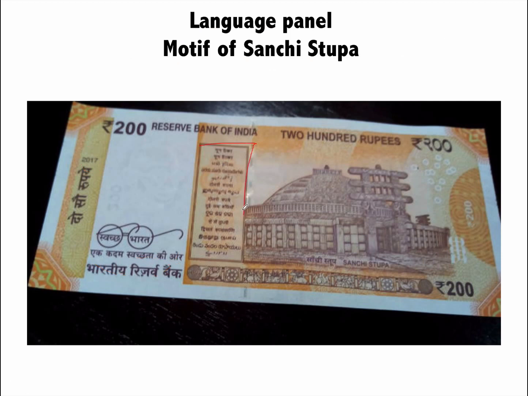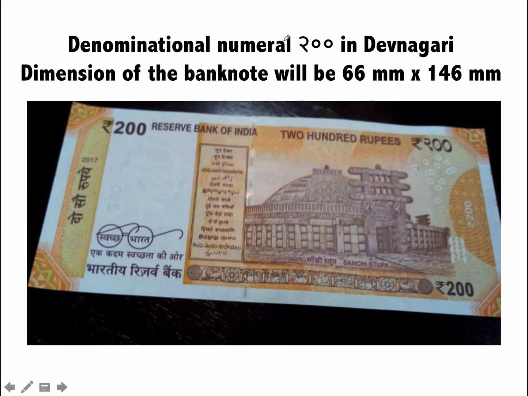Then you also have a language panel. This is what you call the language panel, in which it is written in all the languages, major languages of India. There is a motif of Sanchi Stupa. What exactly is Sanchi Stupa? I'll tell later. And again, in Devanagari, you can appreciate here the numeral 200 in Devanagari script is written, and the dimension of the banknote is 66 millimeter into 146 millimeter.